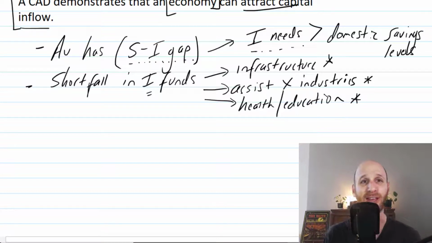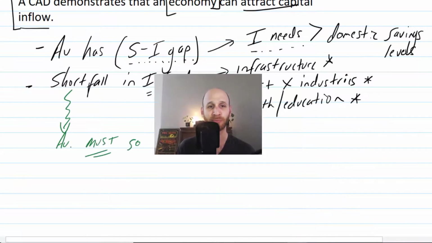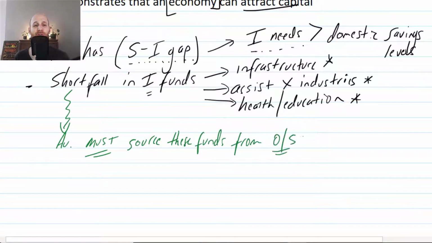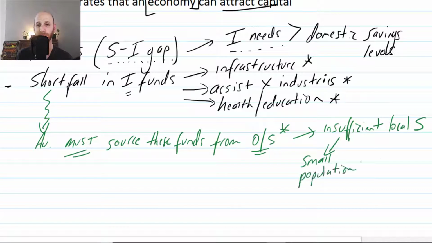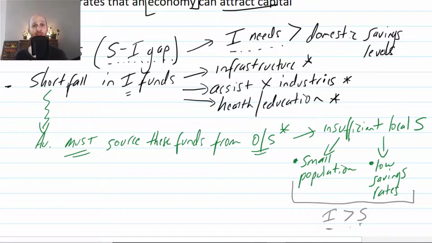So the idea then is this. Australia must source these funds from overseas because there isn't enough capital locally. This is because Australia has a relatively small population and relatively low household savings rates. So this means that investment, or the desired investment, will exceed savings. Therefore, Australia must source these funds from overseas.